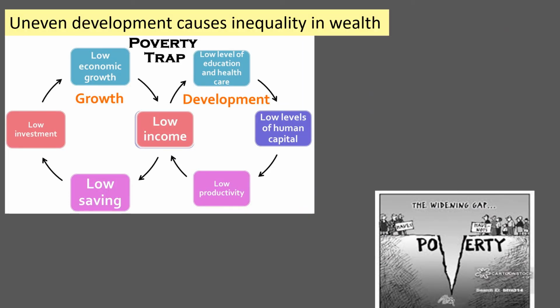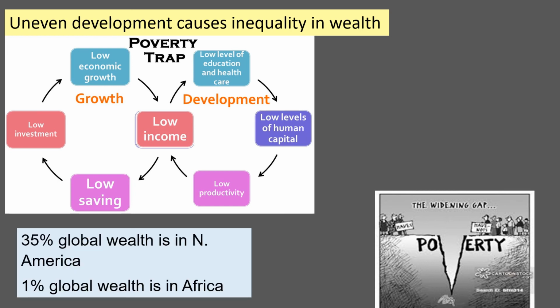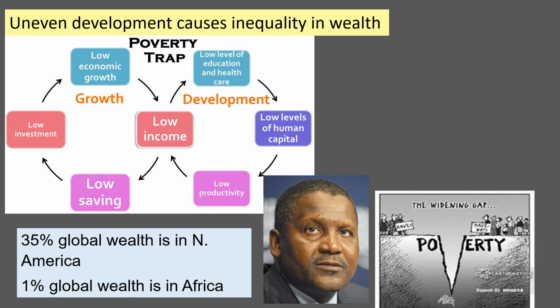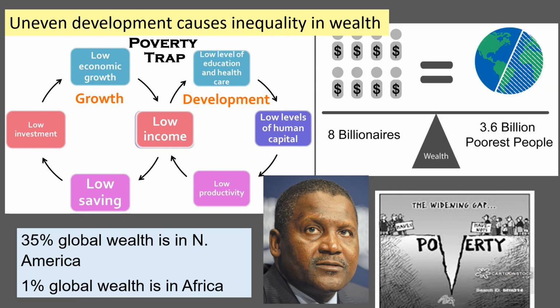Rich places invest their wealth to get richer and poor places stay poorer and powerless to change, creating huge inequality in wealth between countries and within countries. It's estimated that just over a third of global wealth is in North America, whereas only 1% is in Africa. And within the African country of Nigeria, its richest man, Mr. Dangote, earns 8,000 times more in one day than a poor Nigerian will spend on basic needs in a year. In fact, worldwide, Oxfam estimates that 8 billionaires own the same wealth as 3.6 billion people who form the poorest half of the world's population.